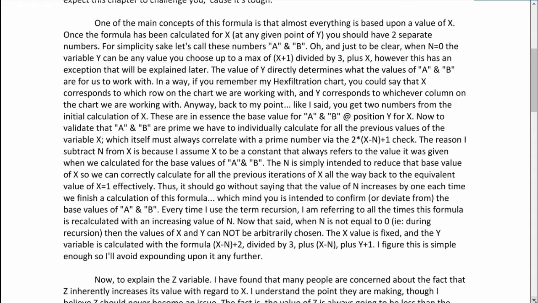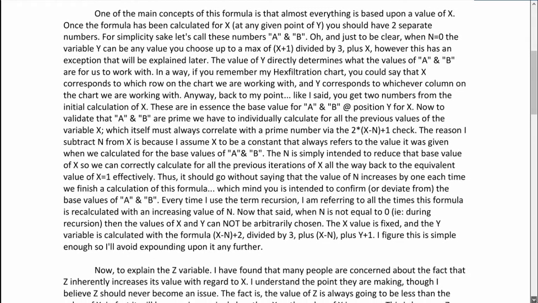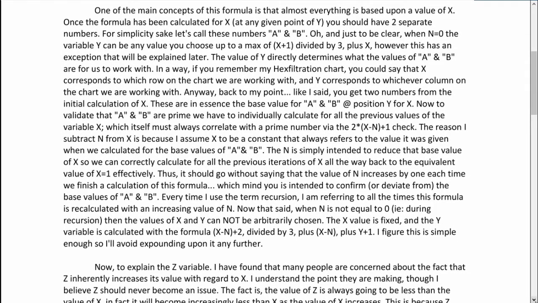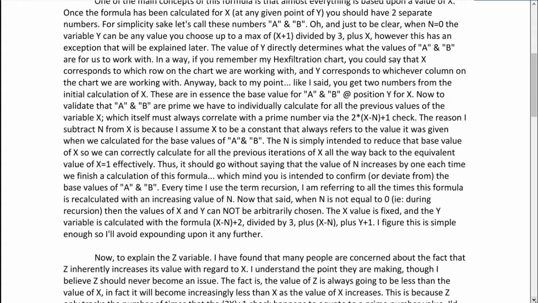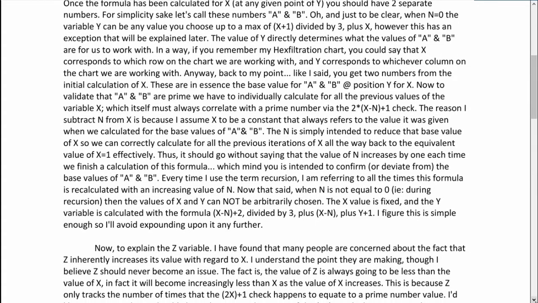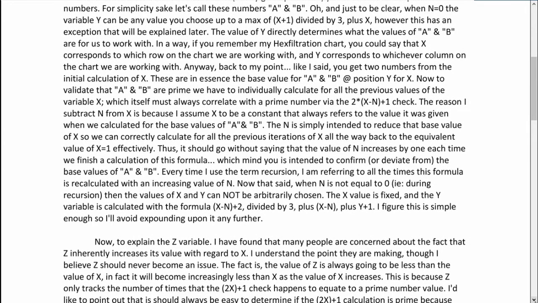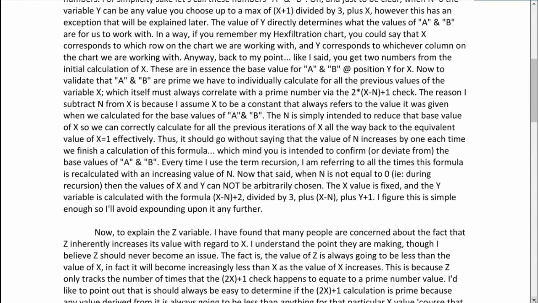The value of y directly determines what the values of a and b are for us to work with. In a way, if you remember my hex filtration chart, you could say that x corresponds to which row on the chart we are working with, and y corresponds to whichever column on the chart we are working with. Anyway, back to my point. Like I said, you get two numbers from the initial calculation of x. These are, in essence, the base values for a and b at position y for x.